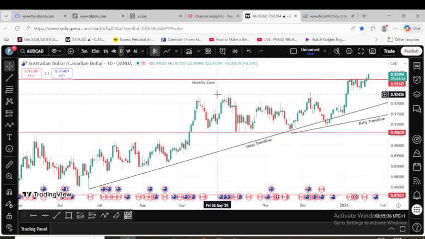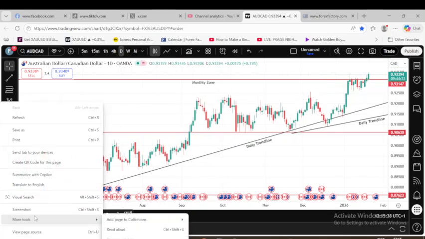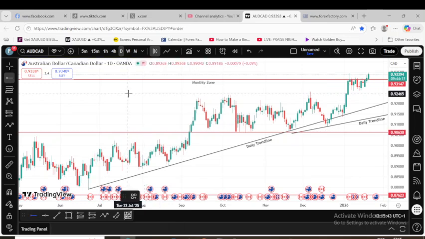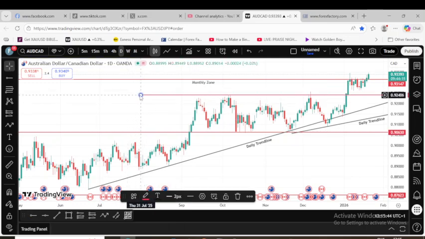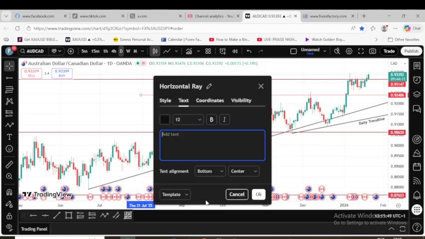Okay, so here we have a zone very clearly. Here we have a very clear daily zone. This is our daily zone.